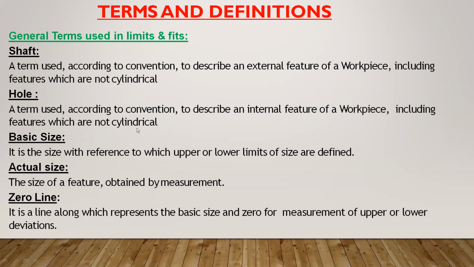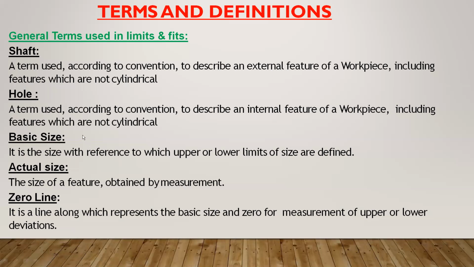So in the hole also, we are not assuming it to be in a cylindrical shape. So we can see it in a square hole and rectangular hole or any other shape. So pentagonal hole, hexagonal hole, based upon the uses we can make it. So according to the convention, it describes an internal feature of a workpiece which does not feature any cylindrical parts.